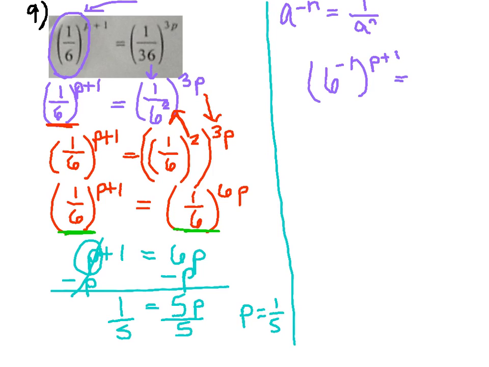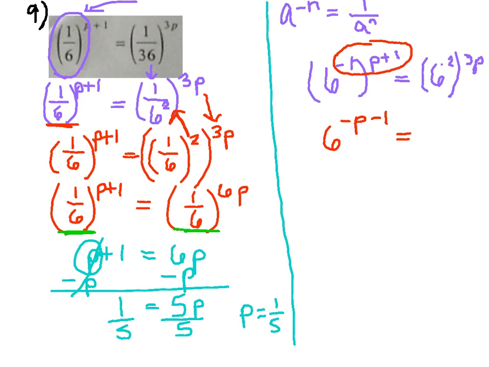So our left side is done. We have that base of 6 that we were looking for. And on the right side, we're going to rewrite 1 over 36 as 6 to the negative second power, and then keep our 3p that we had on the outside. Now to get rid of the parentheses like we did in the left solution, we're going to distribute this negative 1 to the p plus 1. So we have 6 to the negative p minus 1, and on the right side we have to distribute that negative 2 to the 3p. So negative 2 times 3p is negative 6p.